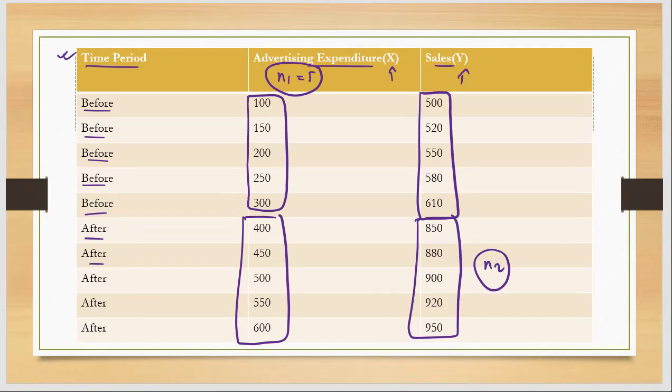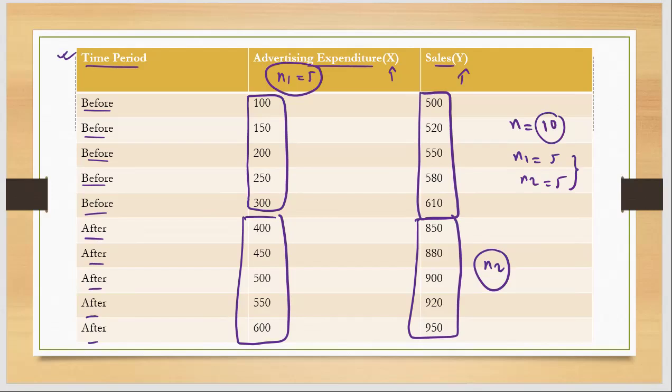See, here you have after. So altogether, N will be 10, where N1 equals 5, N2 equals 5. So altogether, if you take the sum, you have 10 different observations, and we want to know whether a single structural equation is capable of modeling this scenario or not, or we need two different regression equations, right?